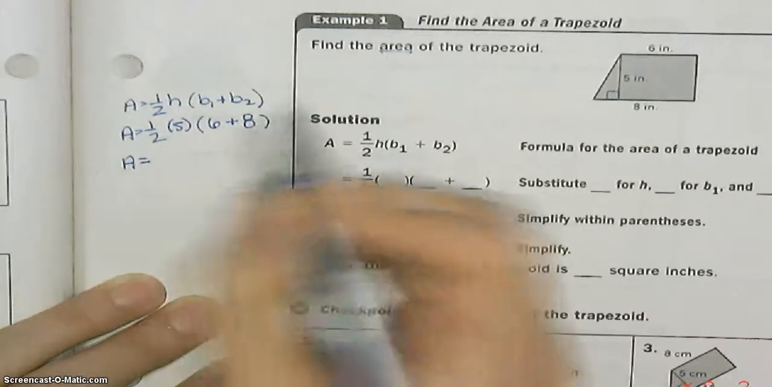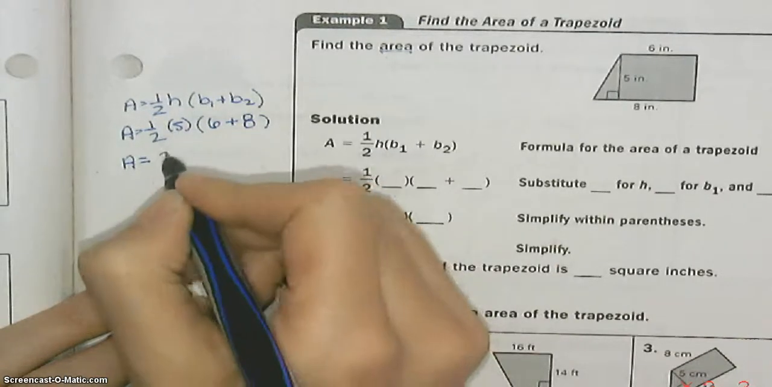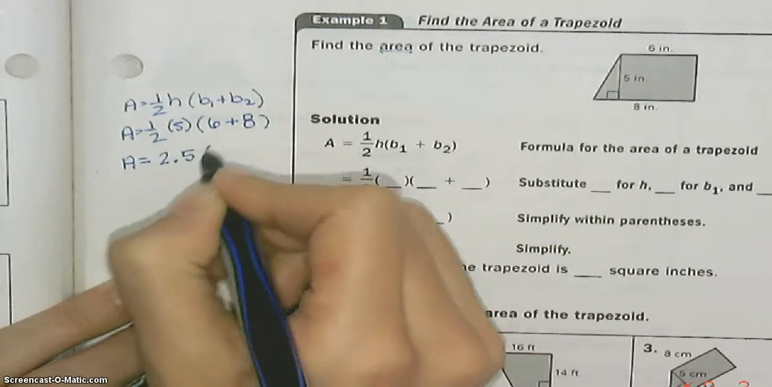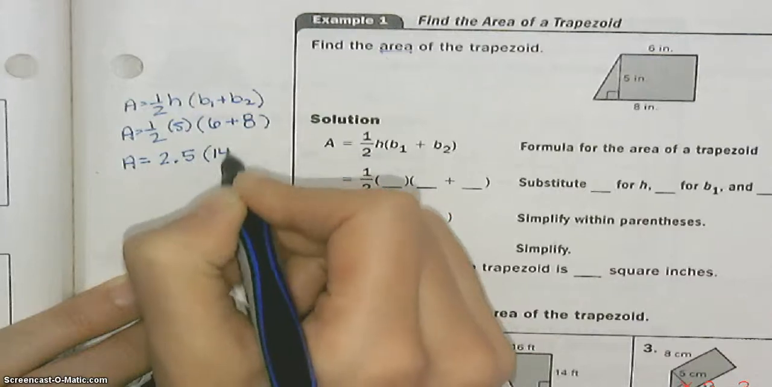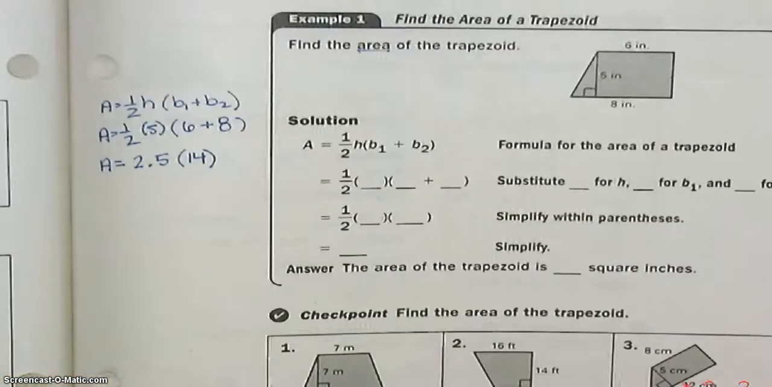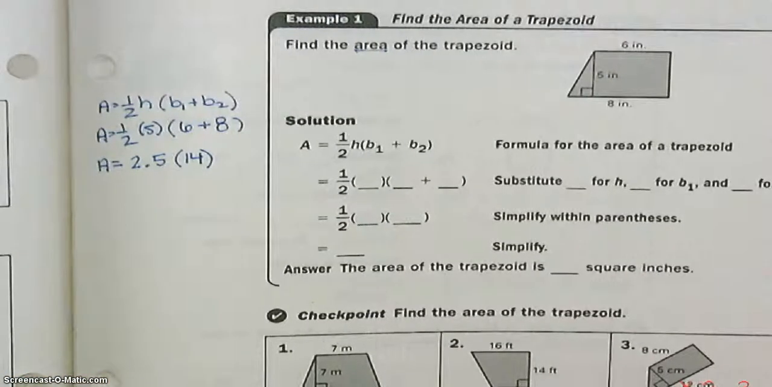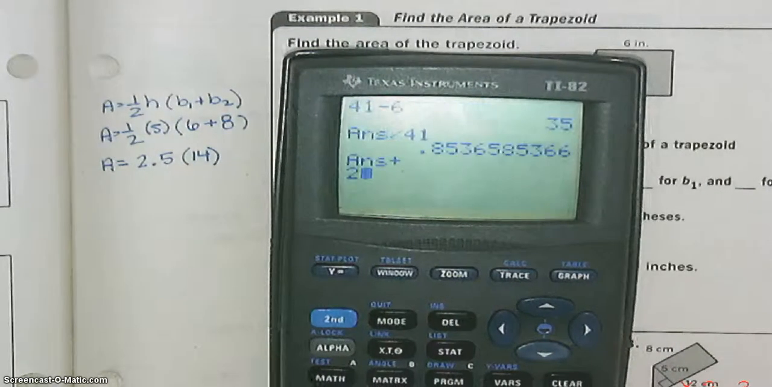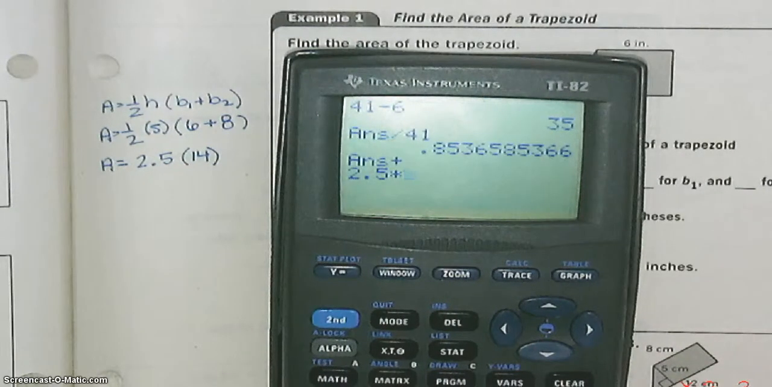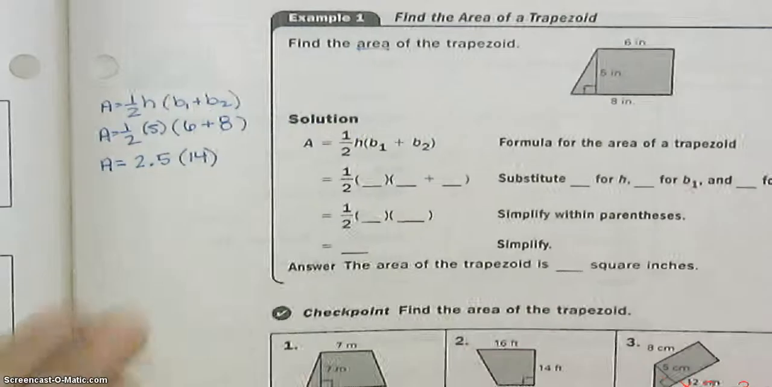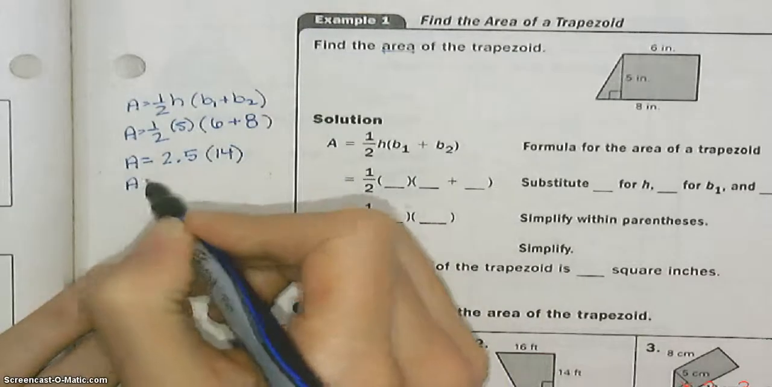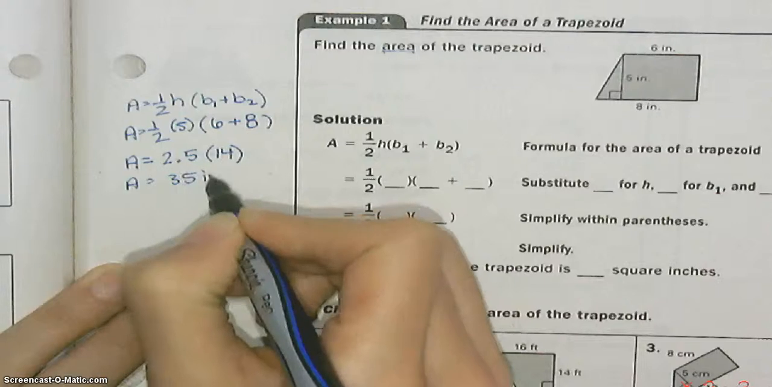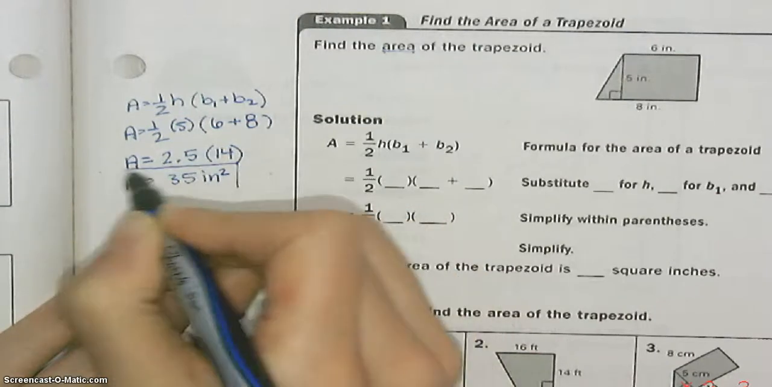So 1/2 of 5 is 2.5, and 6 plus 8 is 14. So 2.5 times 14 is 35. The area equals 35, of course, inches squared. Don't forget your units.